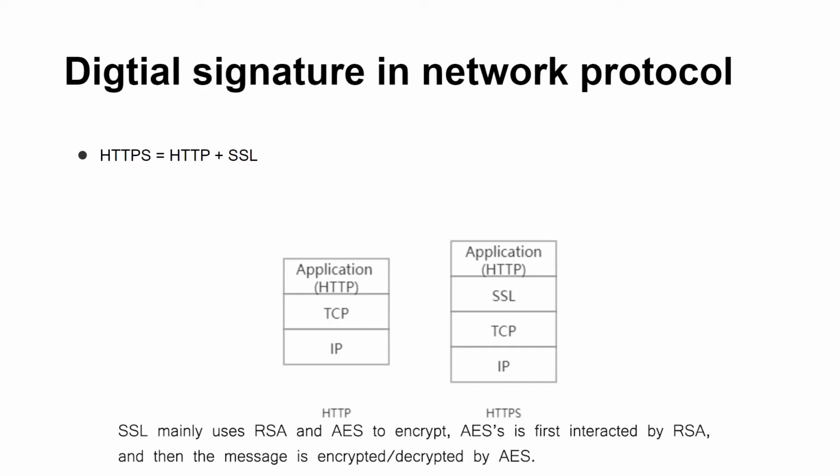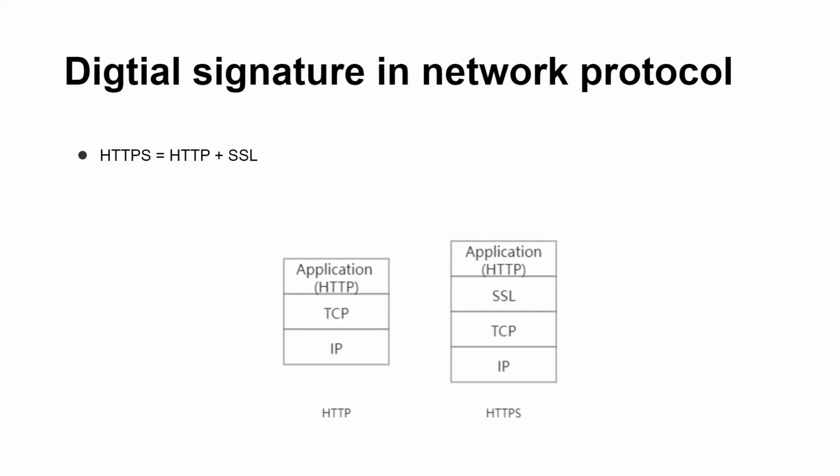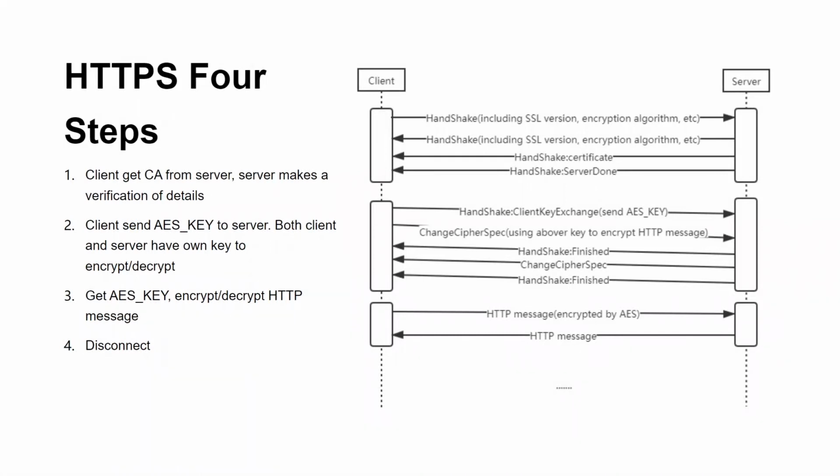SSL mainly uses RSA and AES to encrypt. AES is first negotiated by RSA, and then the message is encrypted or decrypted by AES. This picture describes the 4-step process of HTTPS, very similar to the TCP three-way handshake, except it contains the transmission of the encryption algorithm and the encryption-decryption process. Next section, Jialiang Cheng will talk about the 4 steps of digital signature.